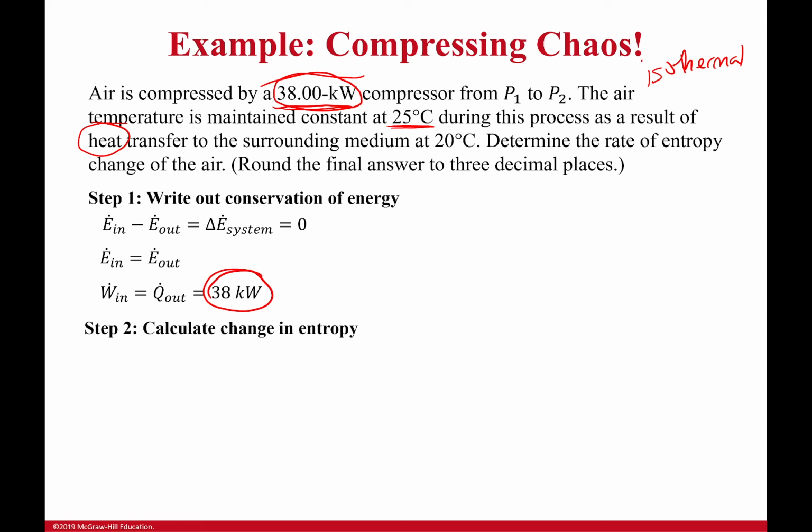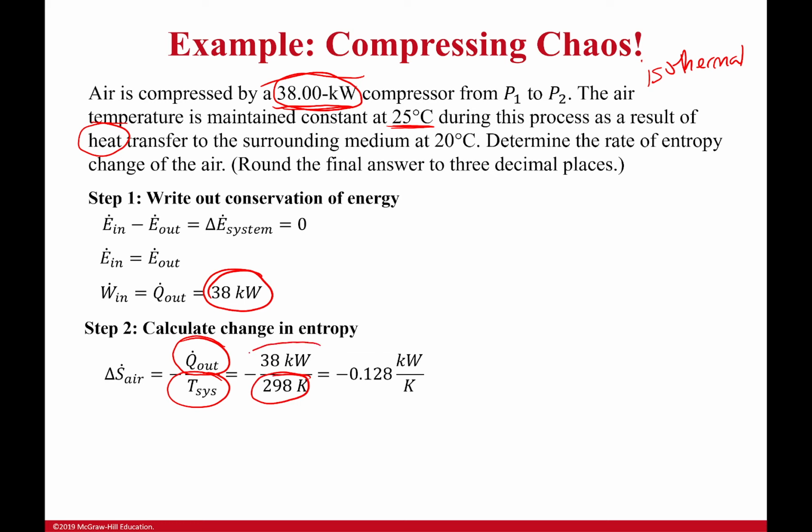Now let's go ahead and calculate that change in entropy. The change in entropy for the air is going to be equal to my heat out of the system over the temperature at which it's being sent. My temperature for the air is maintained at 298 Kelvin, and the heat I'm sending out is 38 kilowatts. I put those two together and I find that the change in entropy for the air for this process is negative 0.128 kilowatts per Kelvin. Okay, what does that mean?